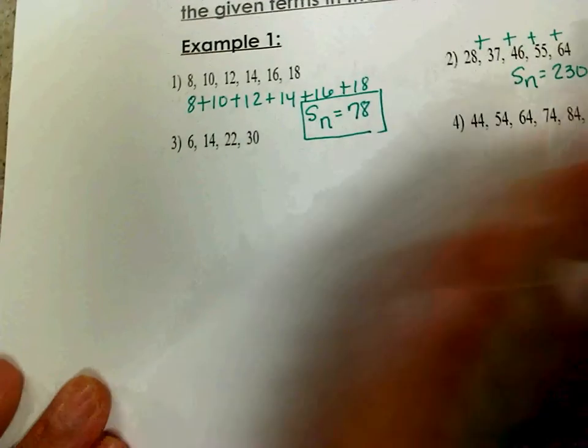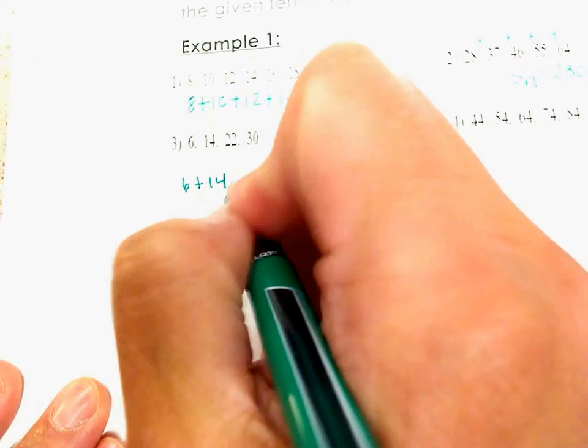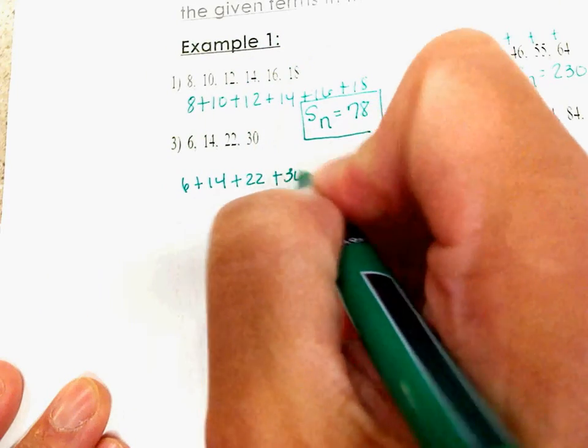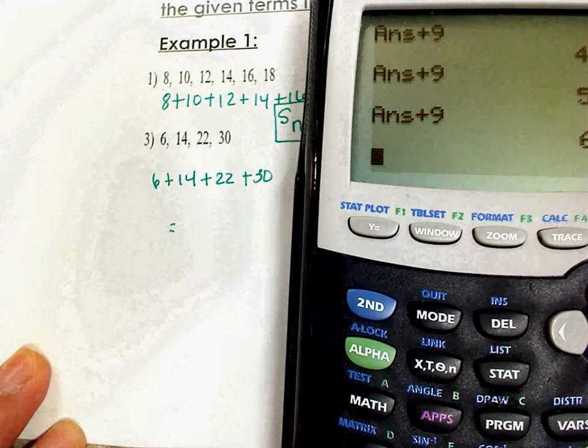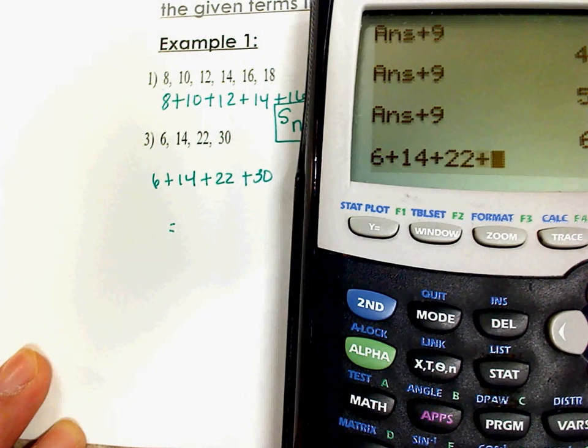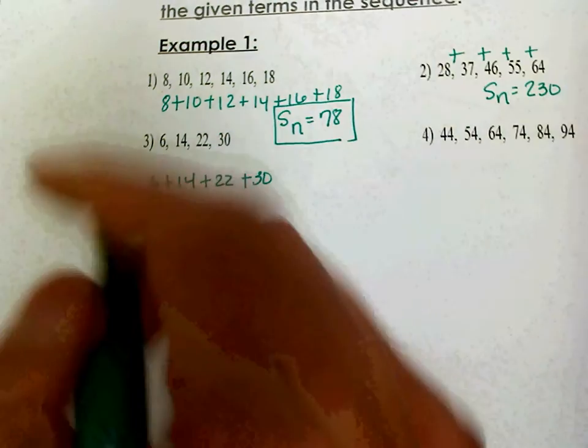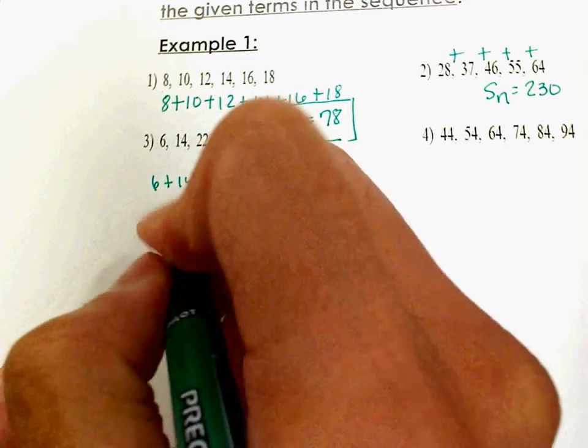Same thing, 6 plus 14 plus 22 plus 30. I'm increasing by 8 every time. So S sub n is equal to 72. Okay.